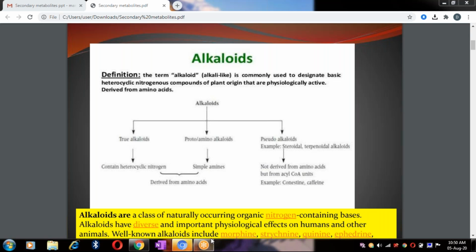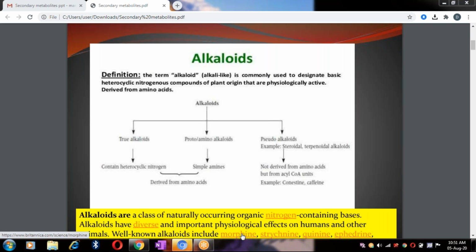This is about alkaloids. Are there any doubts in alkaloids? No, ma'am. Yes, any doubts in alkaloids so far? Okay, so I think this is a third revision. All of you must be very thorough with this.